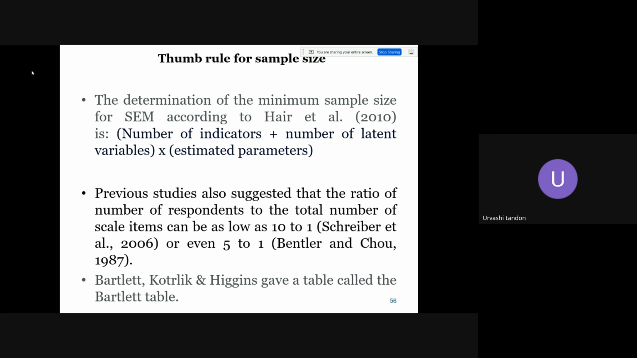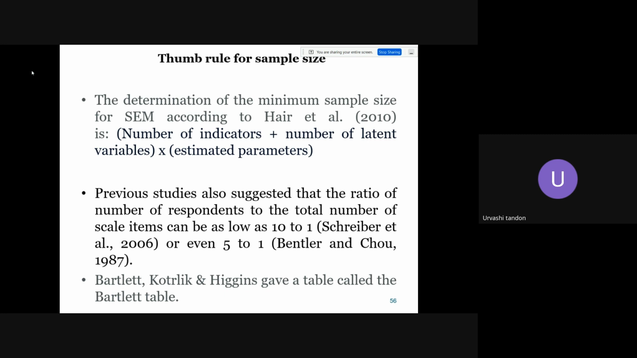Yesterday also I was telling you how to calculate the sample size. I picked a few research papers where I told you a 1:10, 1:5 ratio is also there, right? Let's say, these are the latest research papers. Let's say here it says the number of indicators plus the number of latent variables.